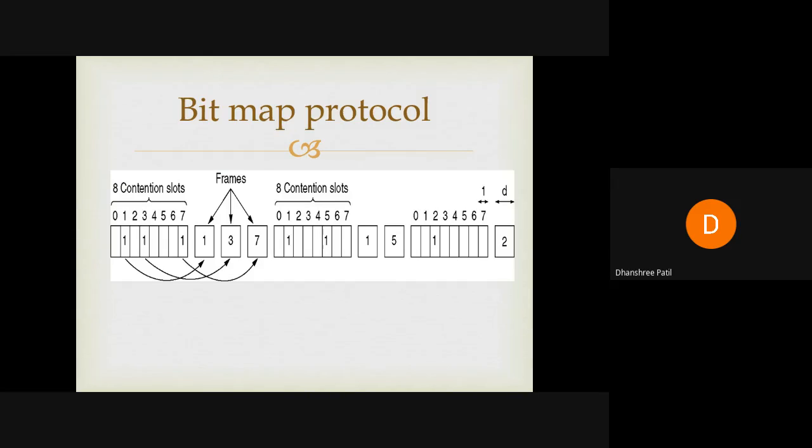In the bitmap protocol there is no chance of collision because everyone agrees on who is next. Station number 3 knows that 1 is going first, station number 7 knows that 3 is going first, and so on. So there will not be any type of collision in the bitmap protocol.